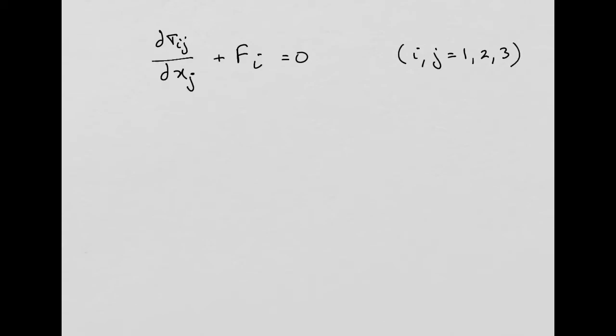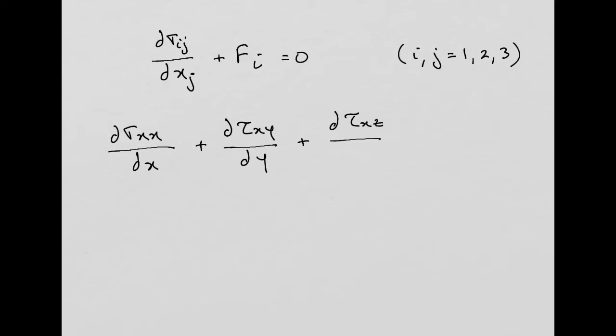So basically, just very quickly, some details. The first equilibrium equation is, for example, the derivative of sigma xx in order to x, plus the derivative of tau xy in order to y, plus the derivative of tau xz in order to coordinate z, plus fx equal to 0, right?